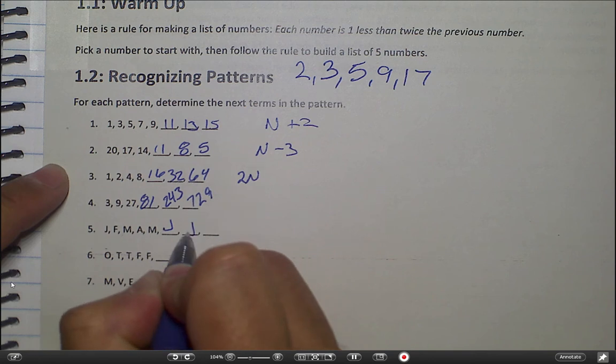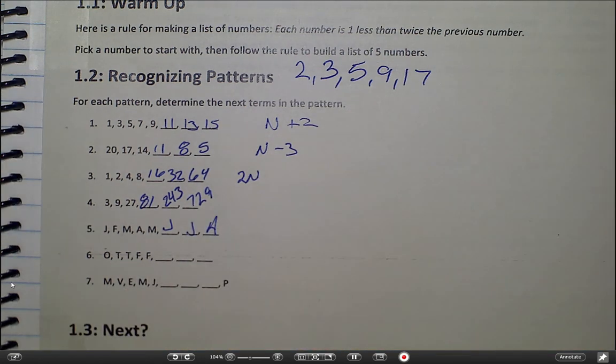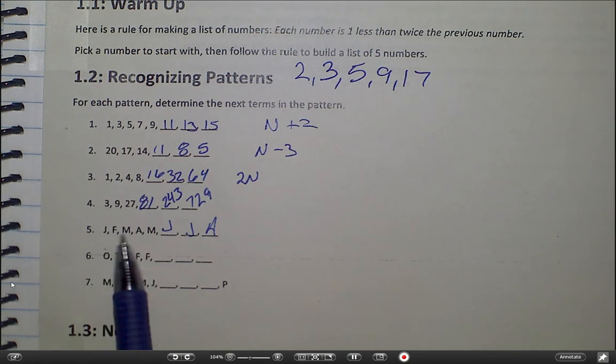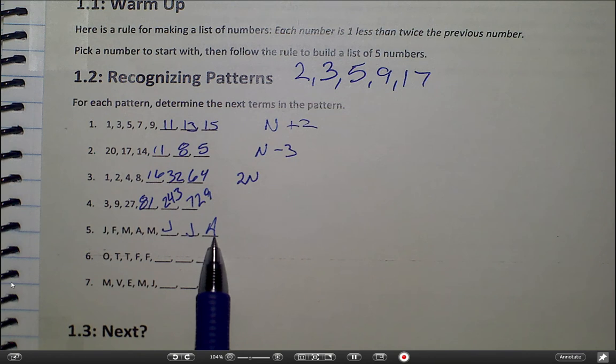J, A. January, February, March, April, May, June, July, August.